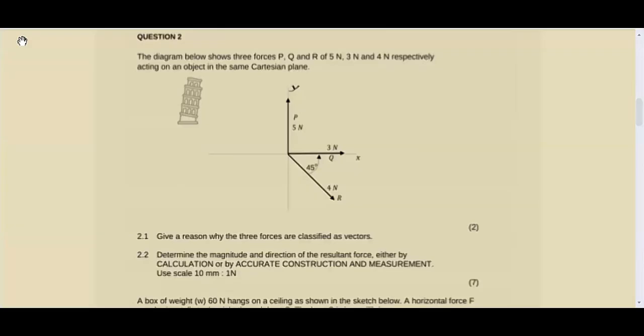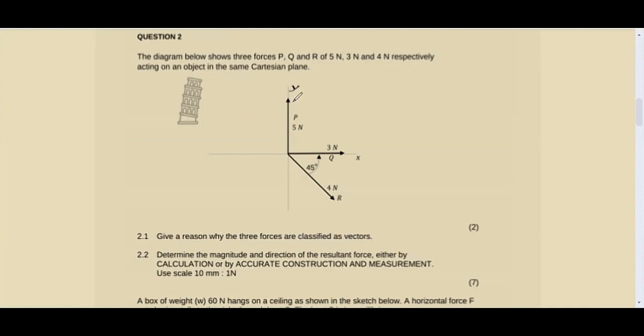Okay, so we have yet another question too. It says the diagram below shows three forces P, Q, and R of 5 Newton, 3 Newton, and 4 Newton respectively, acting on an object in the same Cartesian plane, right? And then here in 2.1, they say give a reason why the three forces are classified as vectors.